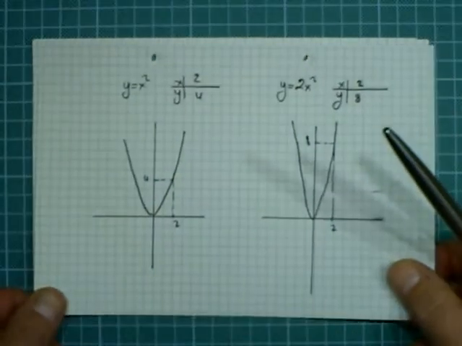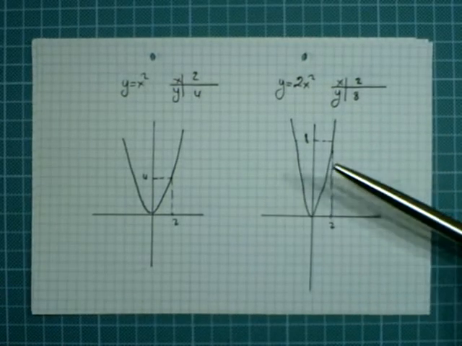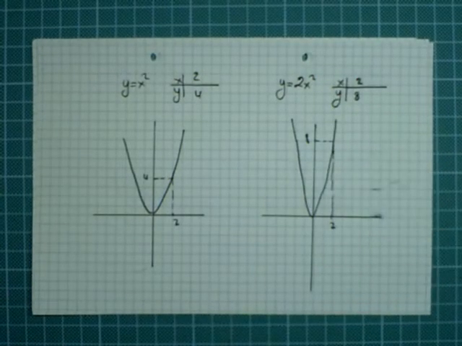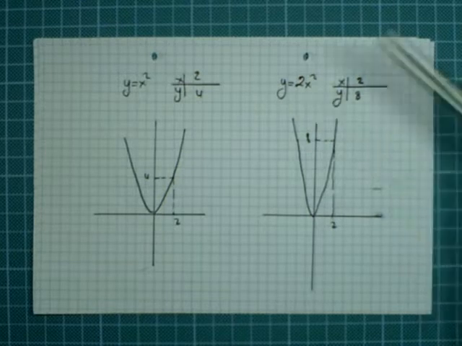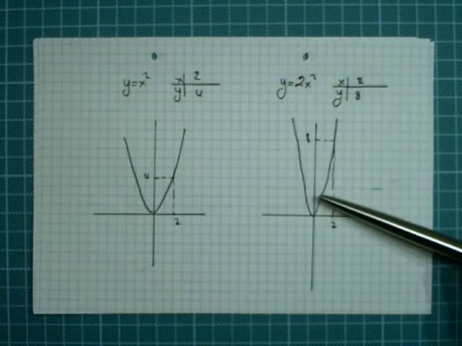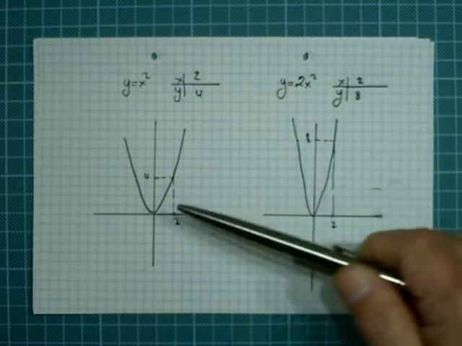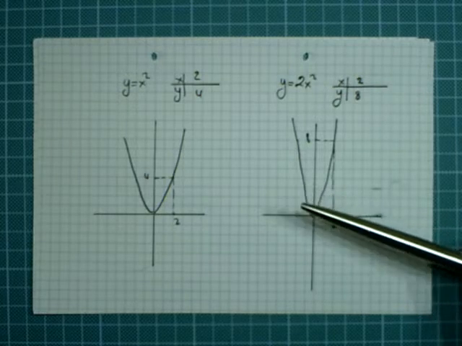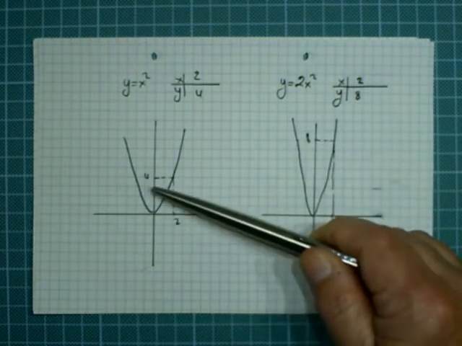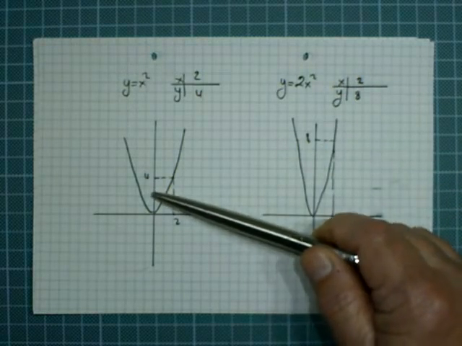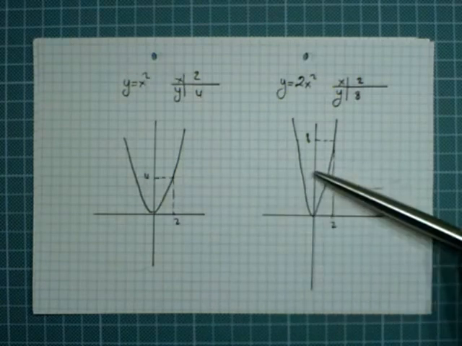Okay, now what happens if we multiply the right hand side by the number 2? For example, as we can see here, our graph becomes narrower. This graph, our original graph, is wider than this graph.